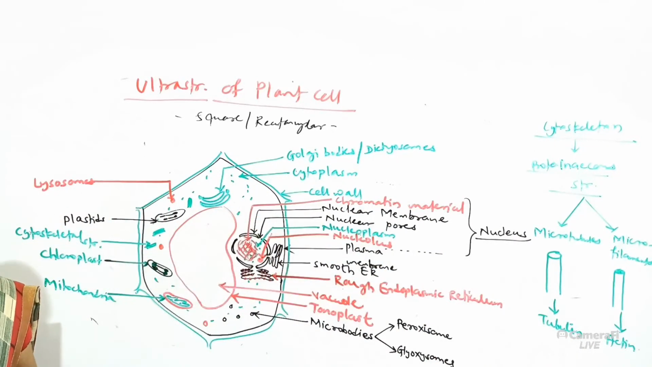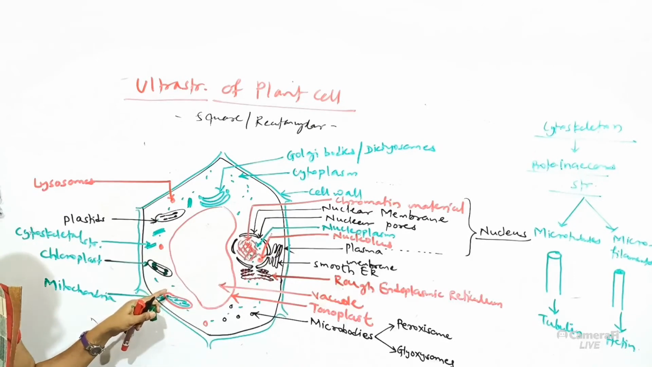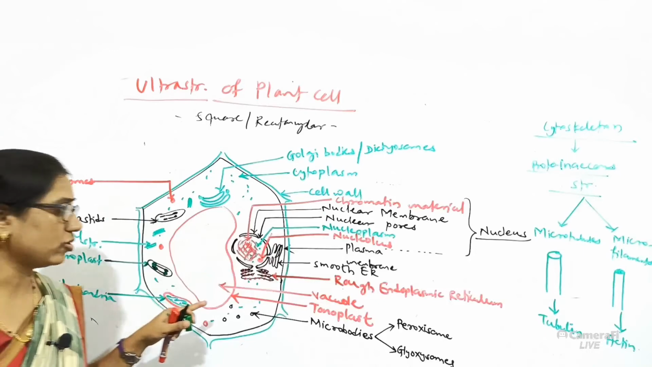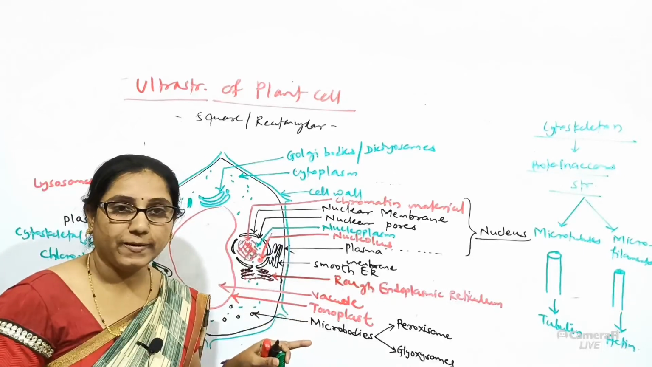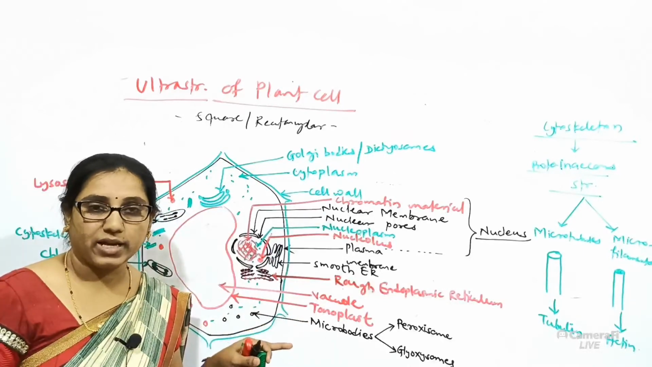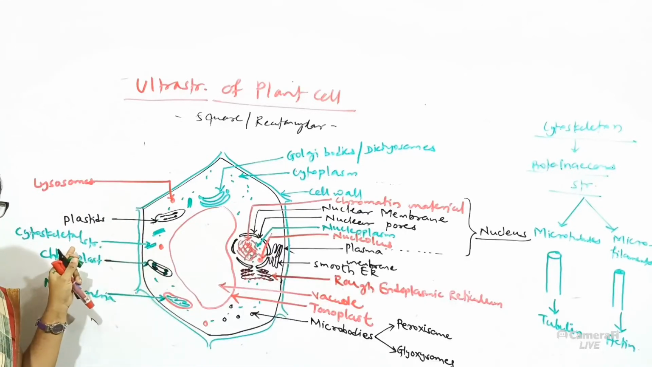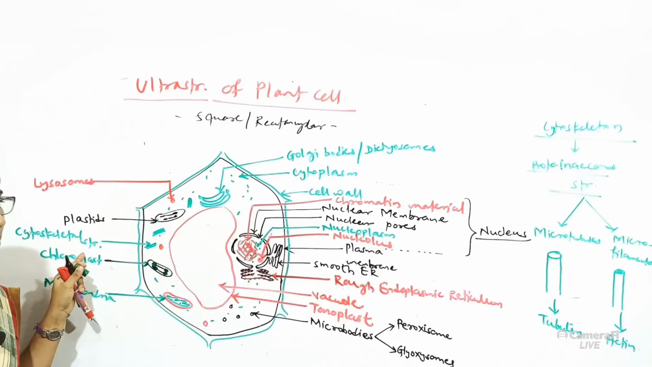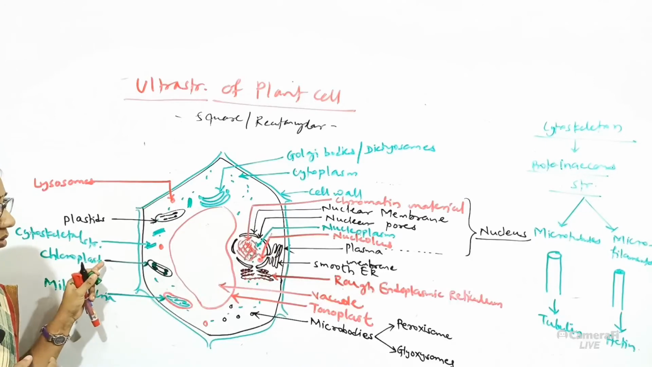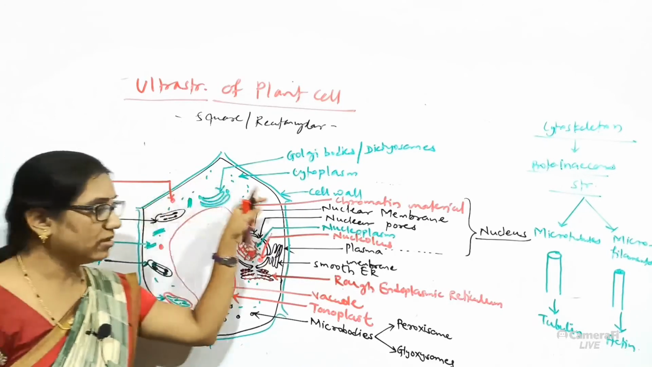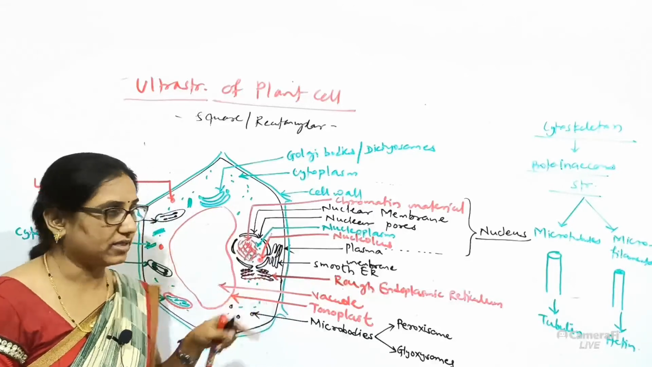What is the function of the cytoskeleton? The cytoskeleton helps in providing support, proper shape and mechanical support. The same function is performed by the cytoskeleton, that is, the microtubules and microfilaments. So this is the structure of the plant cell.